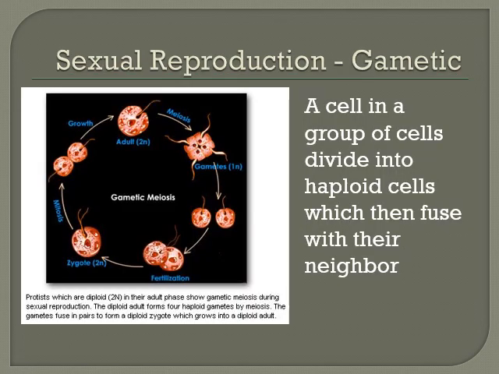Gametic reproduction is really interesting. In this case, you have a cell in a group of cells that divides into haploid cells, which then fuse with the cells next to them. Literally, you've got a cell and a cell and a cell, right? N, N, N, N, N. They're all 2N, they're diploid. Make sense so far?